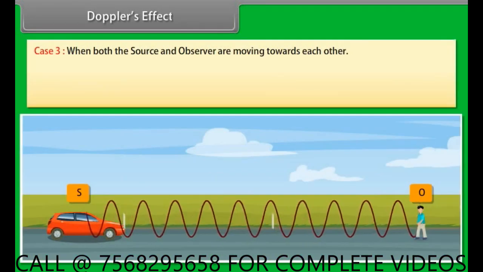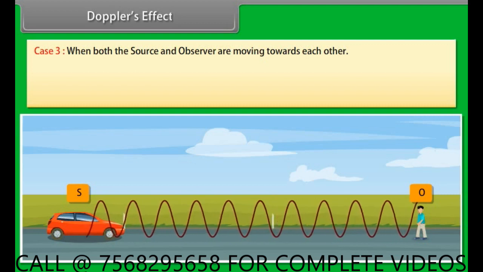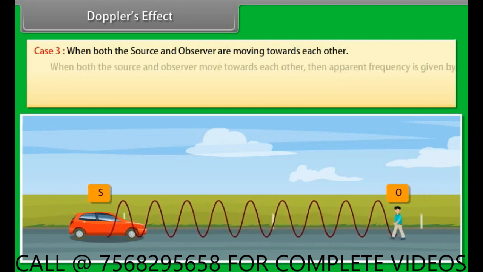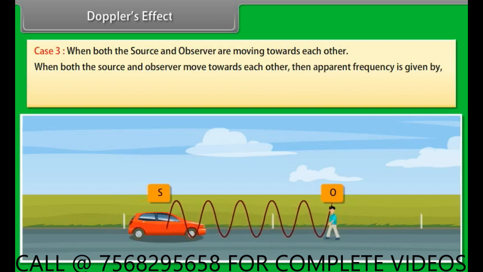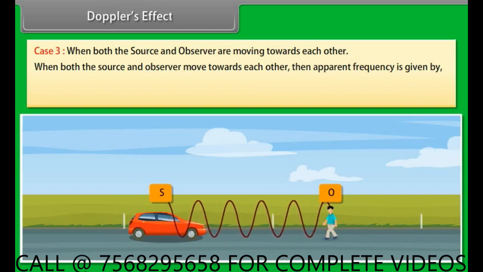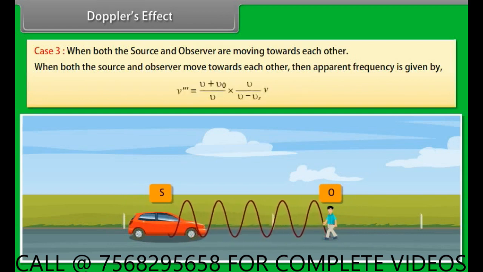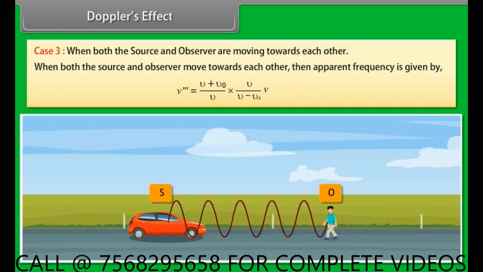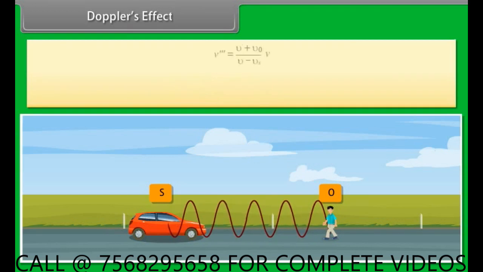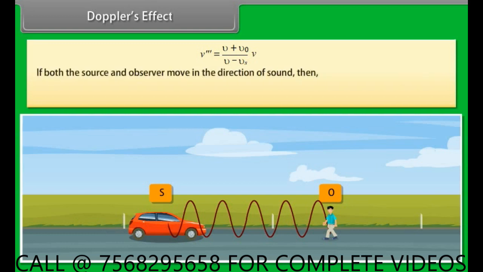Case 3. When both the source and the observer are moving towards each other. When both the source and the observer move towards each other, then apparent frequency is given by nu triple dash is equal to v plus v0 upon v minus vs multiplied by nu. If both the source and observer move in the direction of sound, then nu triple dash is equal to v minus v0 upon v minus vs multiplied by nu.